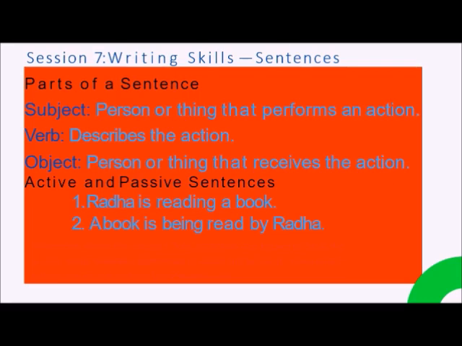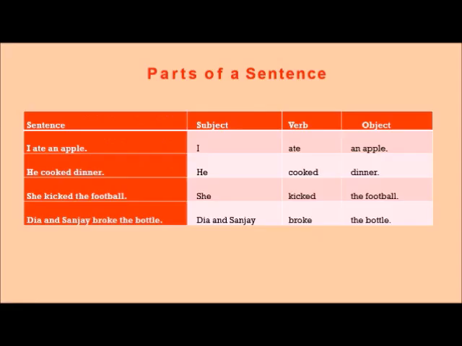All English sentences have a subject and a verb. Some also have an object. A subject is the person or thing that does an action. A verb describes the action. An object is the person or thing that receives the action. For example, in the sentence "he cooked dinner," he is the subject, cooked is the verb, and dinner is the object.